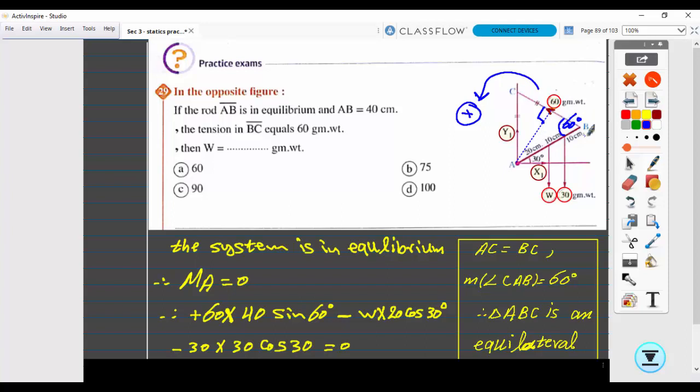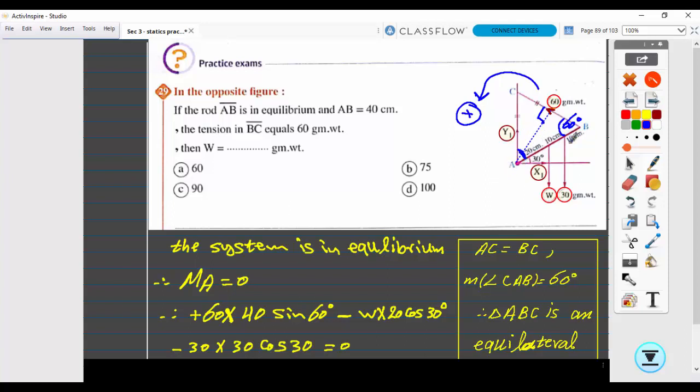We have CB equals CA. It is given, right? We have the measure of this angle equal 30, and x1 and AC are perpendicular. So the measure of this angle here is 90. We have 30, so this is also 30 degrees, 60 degrees. The angle CAB equals 60 degrees.